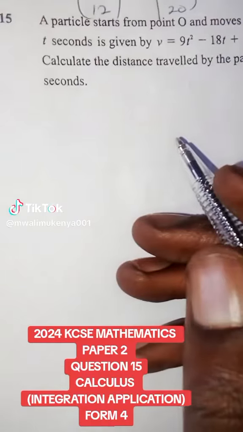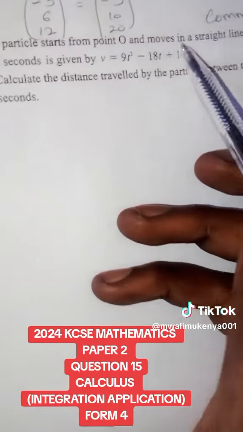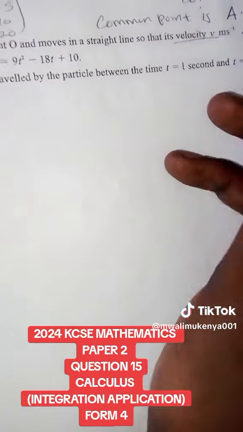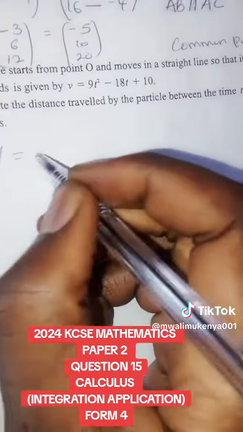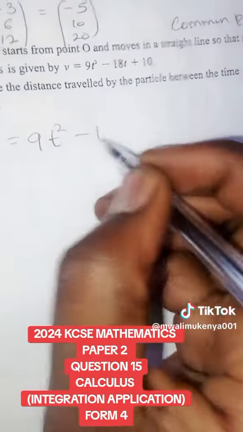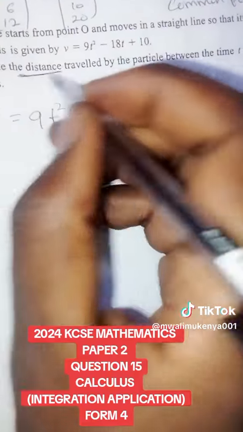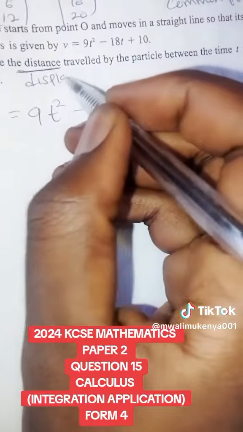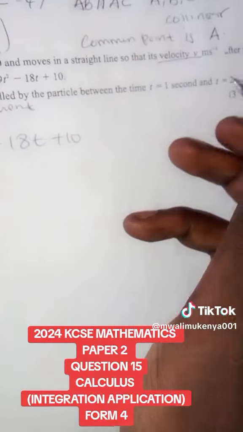Now, question 15 of KCSE paper 2 2024. You're told that a particle from a point O moves along a straight line, and its velocity after t seconds is given by v = 9t² − 18t + 10. Calculate the distance, which means displacement, covered by the particle between t = 1 and t = 2.